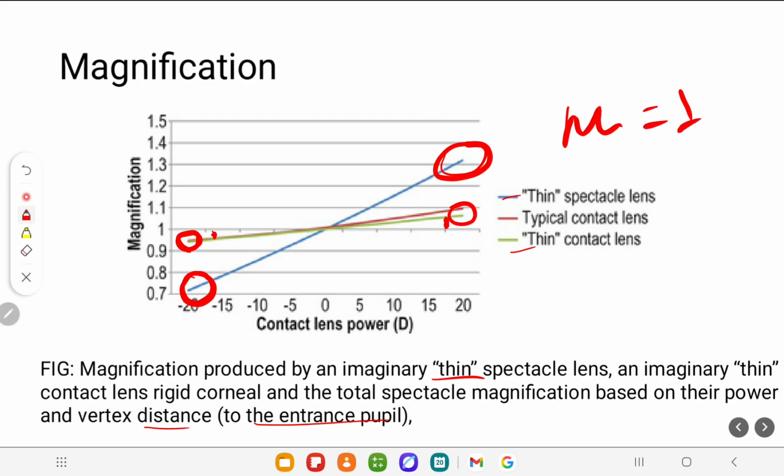So magnification is equal to 1. What do you mean by that? No magnification. Magnification is unity, isn't it? Image size and object size are equal. So in contact lens, it's always nearby 1. See the magnification here? But in spectacle, it went higher, it went rapid like this. It's very important to understand this concept.